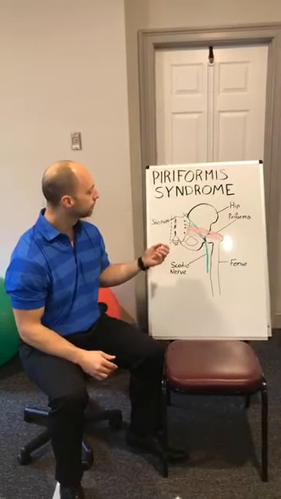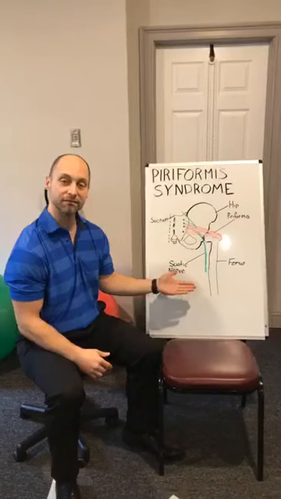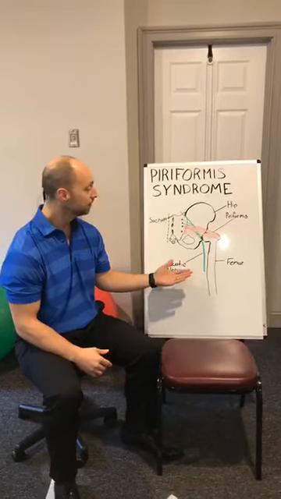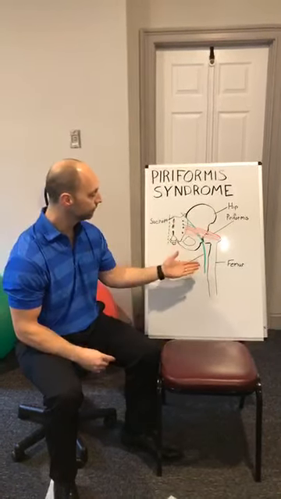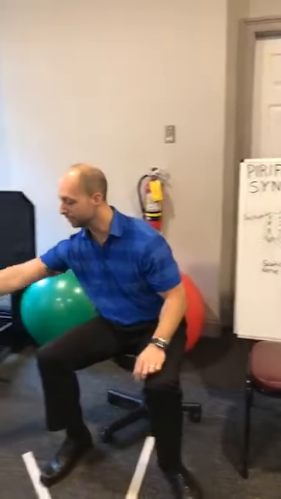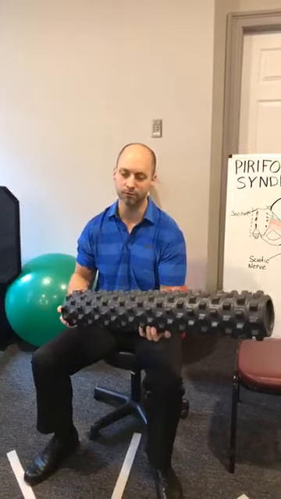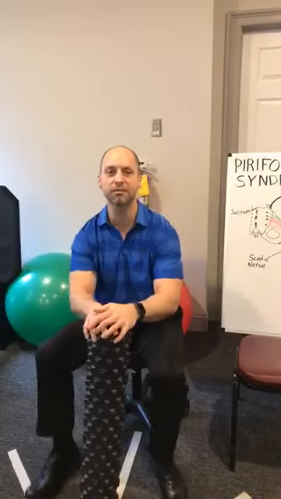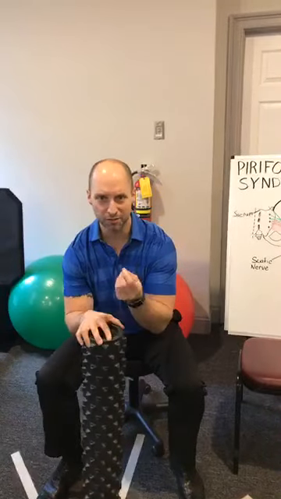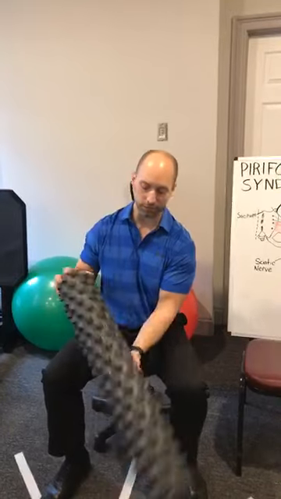So what we want to do to help alleviate that pain that you're having in the butt is to alleviate the pressure on the nerve. So how do we do that? Well, there's a couple things we can do. First, we can get a foam roll. The reason why we want a foam roll first is we want to get those soft tissue restrictions, those muscle knots, out of the muscle. So this works really well.